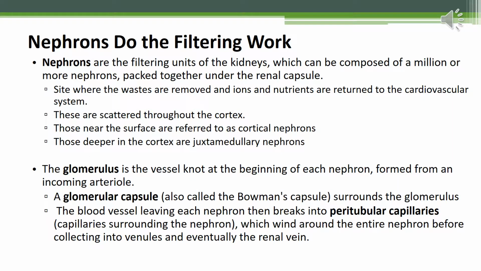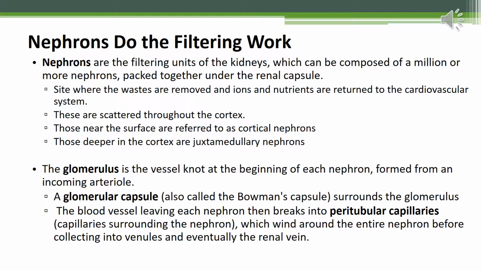So now that we've traced the path which blood takes through the kidneys, we're going to talk about the actual filtration which the kidneys are responsible for. And to do this, we need to first talk about the nephrons, which are the filtering units of the kidneys. Each kidney can contain 1 million or more nephrons, and these nephrons are packed together under the renal capsule. And they serve as sites where the wastes are removed from the blood and the ions and nutrients are returned to the cardiovascular system.